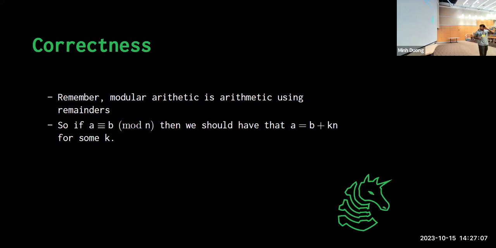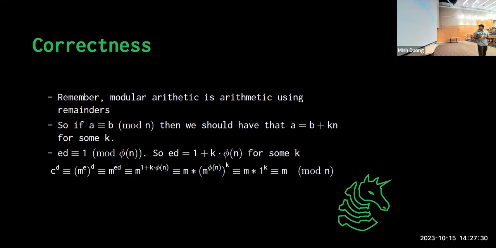So going more onto the correctness of this, if we have A is congruent to B mod n, that means that A is equal to B plus Kn for some K, so it only differs by some factor of n. So ed is congruent to 1 mod phi of n. So you basically have ed is equal to 1 plus K times phi of n for some K.